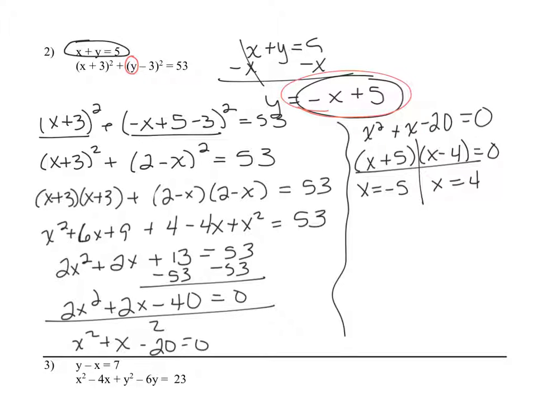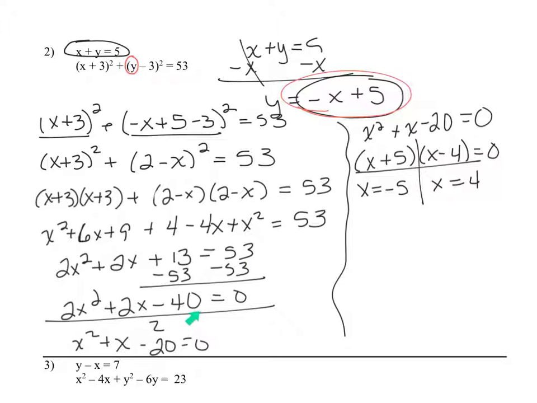Okay, for a quick recap, what we have here is we squared these two. When you square them, they're binomials, so you have to write them out twice, do the box method or whatever. And you should get x squared plus 6x plus 9, and 4 minus 4x plus x squared. It doesn't matter the order you have those in. Equals 53. Combine your like terms, move your 53 over.